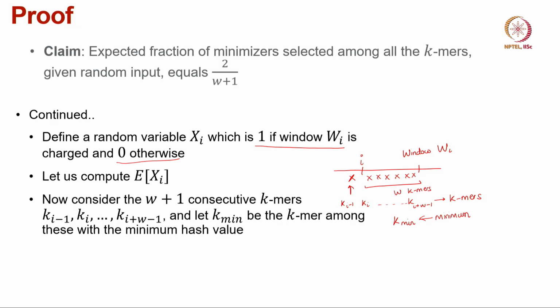Now, observe when this window Wi will be charged, that is, when Wi will pick a new minimum hash value. It will pick a new minimum hash value in only two scenarios: when k min equals ki minus 1, that is, if my minimum value among these w plus 1 k-mers is this value, or if my minimum value is the rightmost value.